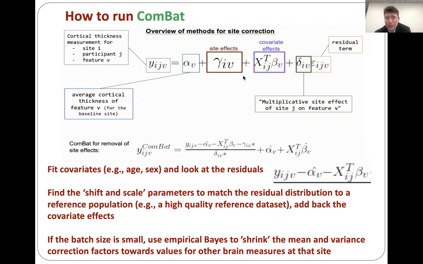So just to give you a recipe for what's done, let's say you have a data set, you fit a design matrix, you regress out age and sex and look at the residuals. And just like we showed in the DTI data, these residuals might look a bit different from site to site. So we're going to do what in deep learning is very, very common, batch normalization. We're going to shift and scale those residuals to match either the whole data set or a high quality reference data set. And then after that, we'll add back in the covariates. And if the batch sizes are very small, there's an empirical Bayes method that shrinks the mean and the variance towards values for the other measures at that site.